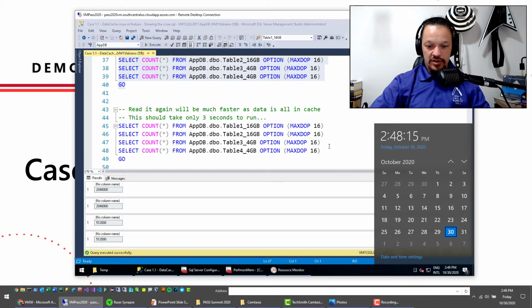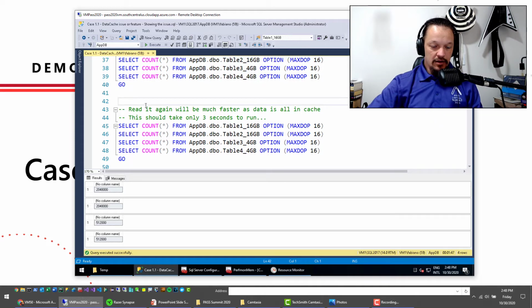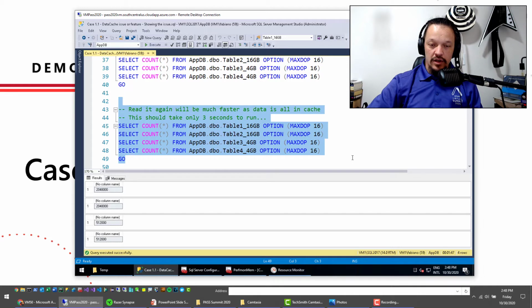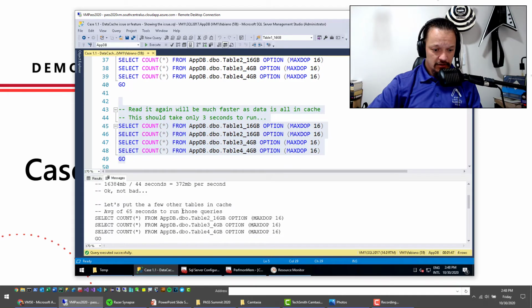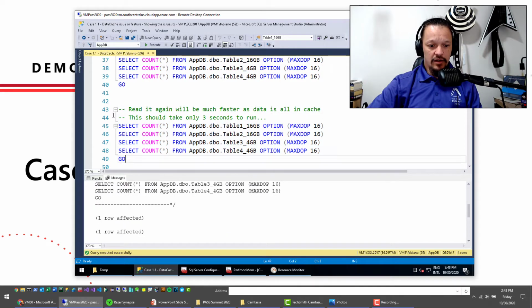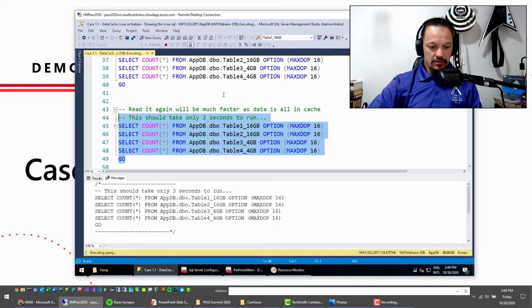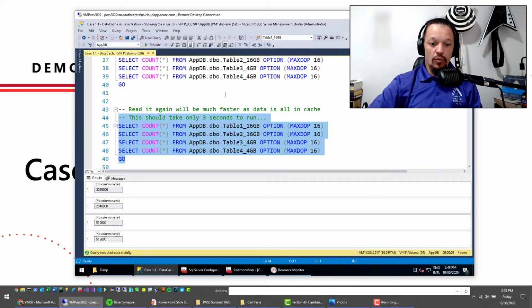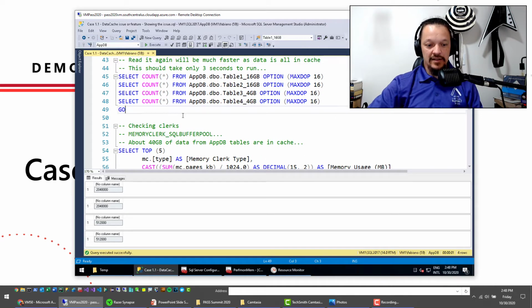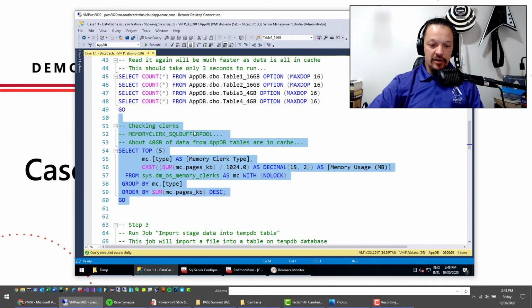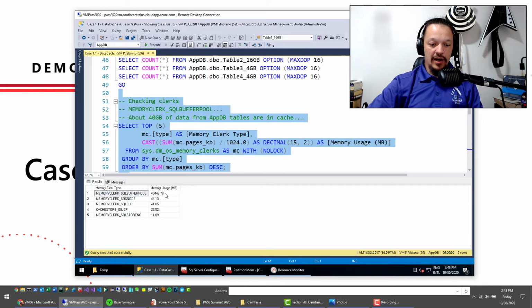Okay, so it finished and we are back. And all right, so if I read the tables again, it should read really fast, right? Because now it is going to read it from memory. Let me just confirm that I just read everything. Okay, let's see. All right, yeah, it took only 1 second to read all the data. That's perfect and expected because data is in memory. If we look at the memory clerks, we see that the buffer pool clerk is using about 40 gig, and that's okay.